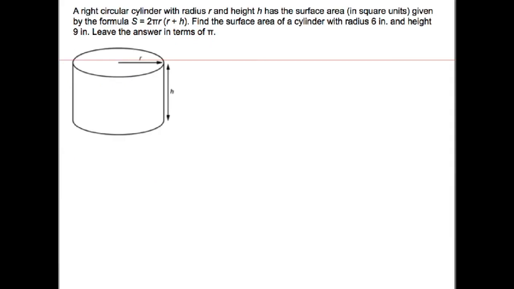A right circular cylinder with a radius of r and a height of h has a surface area in square units given by S is equal to 2 pi r times the quantity of r plus h. And what we want to do is find the surface area of a cylinder with a radius of 6 inches and a height of 9 inches, and we want to leave the answer in terms of pi. So the first thing I'm going to do is just write down the formula for surface area which was given. That's 2 pi r times r plus h.